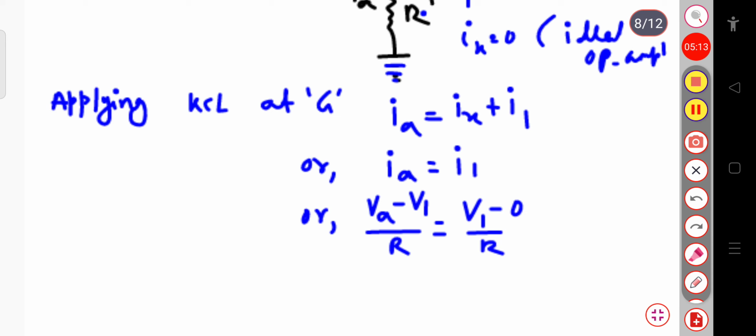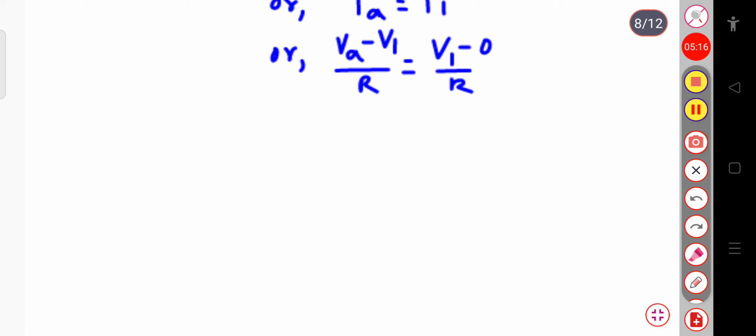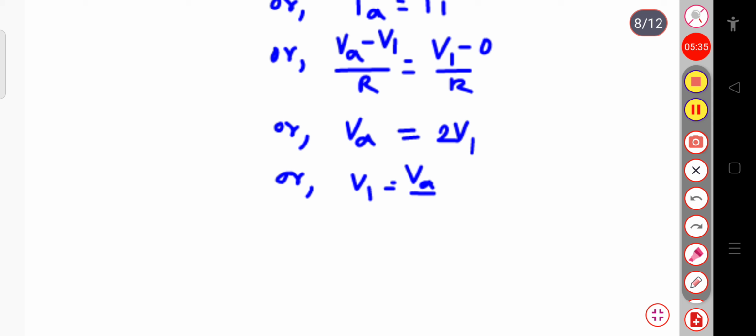If I solve this expression, R gets cancelled, and this will be VA equal to V1 by... so this will be VA equal to 2 into V1. Or I can write V1 equal to VA by 2. This is equation 1.